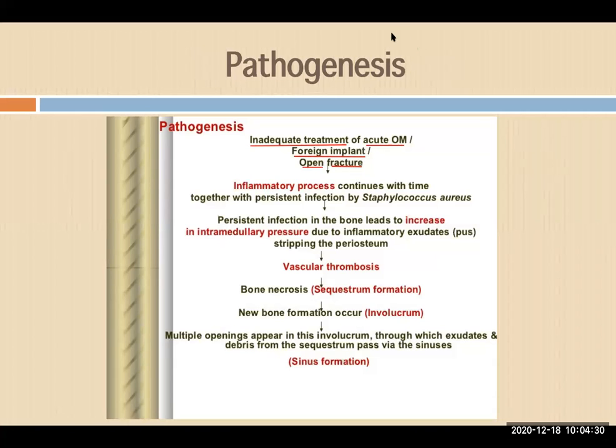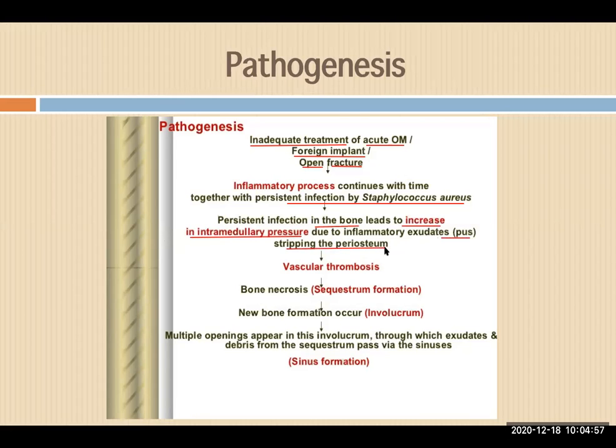The inflammatory process continues with time, together with persistent infection by Staphylococcus aureus. We already know that is still the commonest organism. Now, that persistent infection in the bone, which is seen in osteomyelitis, leads to an increase in intramedullary pressure due to pus formation, which will cause stripping of the periosteum.